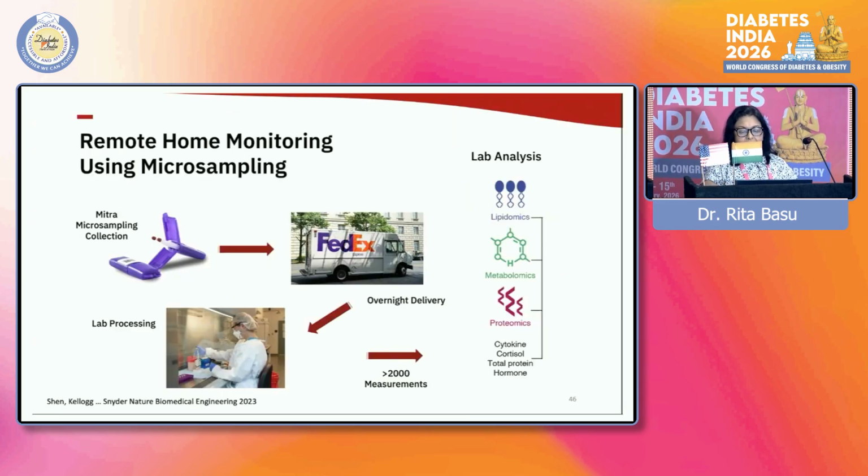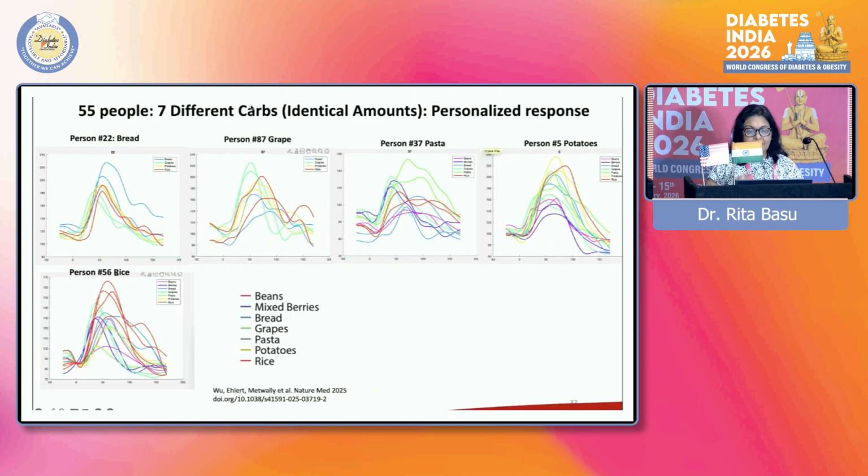What they did was a whole bunch of remote home monitoring. This paper came out, and Dr. Snyder did some microsampling to do omics research, and they did lab processing. They put the phenotype together, and they came up with lipidomics, metabolomics, proteomics, and they looked at a cytokine panel, cortisol, total protein, and hormones. And this is the future. This is AI generated, okay? They took this data and put it into an AI generated tool. And then they also studied people, because you need to validate your data with humans.